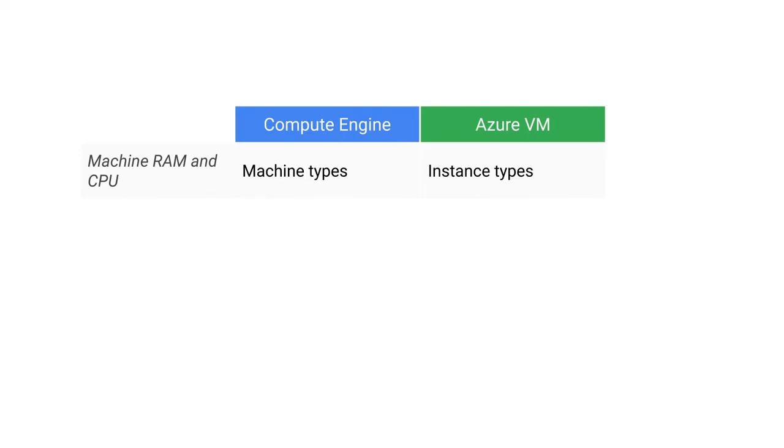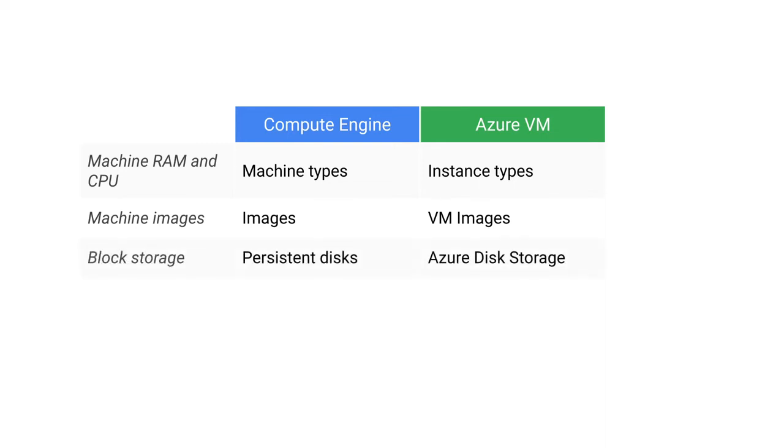Let's summarize the key differences between Compute Engine and Azure VM. Compute Engine and Azure VM both offer a variety of predefined instance configurations with specific amounts of virtual CPU, RAM, and network. Compute Engine refers to them as machine types. Azure VM refers to these configurations as instance types. Compute Engine and Azure VM both use machine images to create new instances. Azure calls these images Azure VM images. Compute Engine simply calls them images.